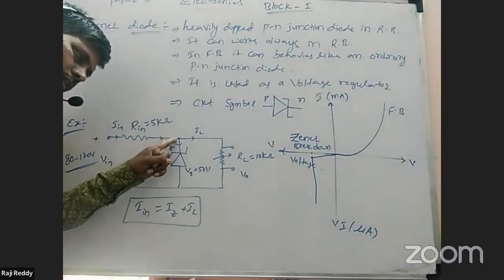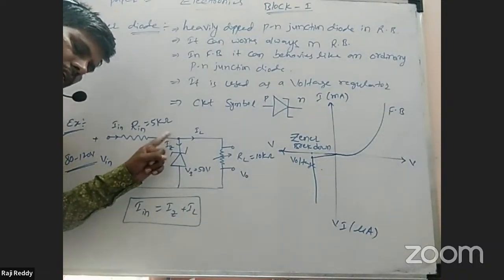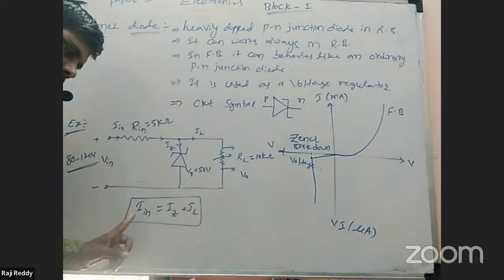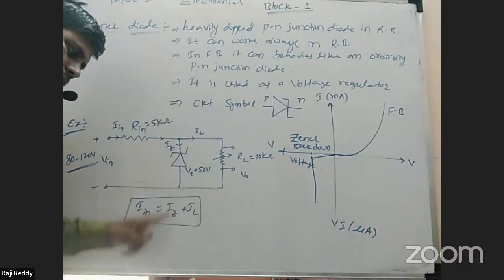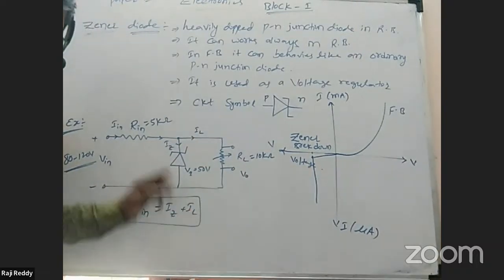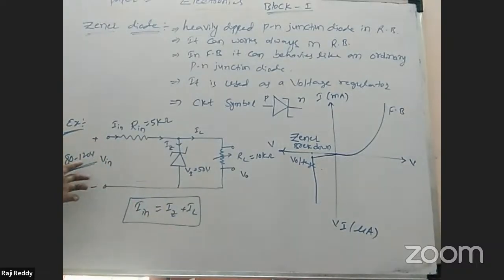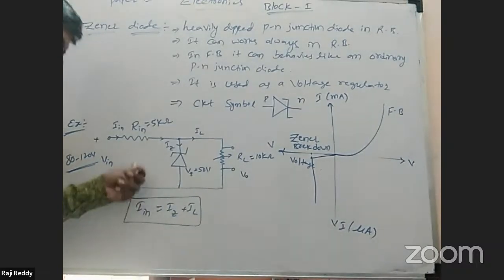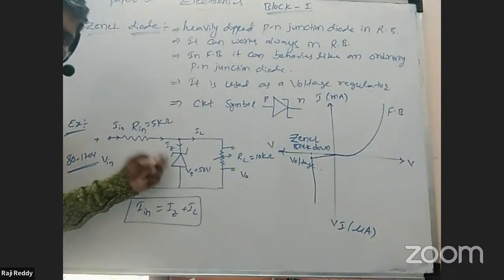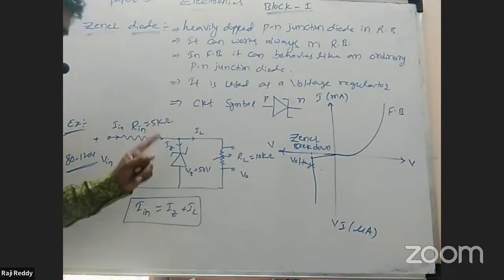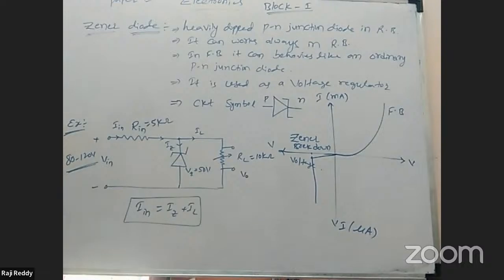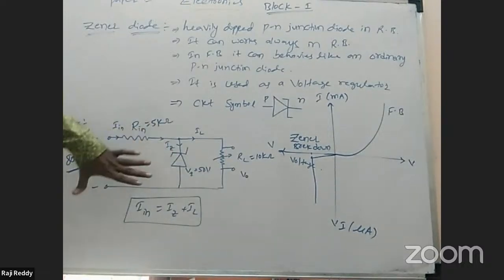At this junction, we can apply Kirchhoff's first law. The sum of currents entering the junction is equal to the sum of currents leaving the junction. That is IZ plus IR. Numerical problems, asking for the current across the Zener diode, minimum to maximum current, are very rare. They can just ask the diagram part.